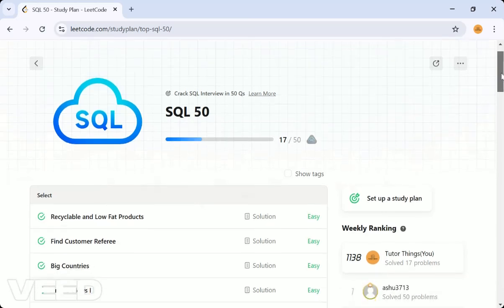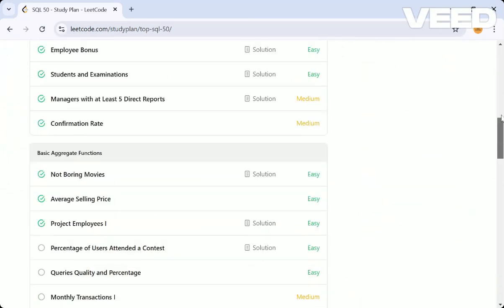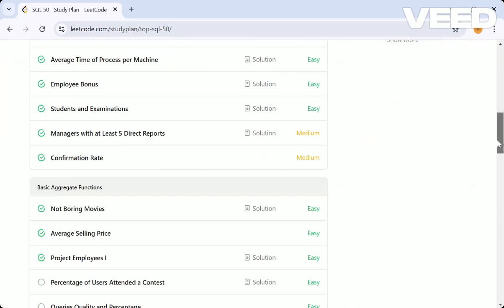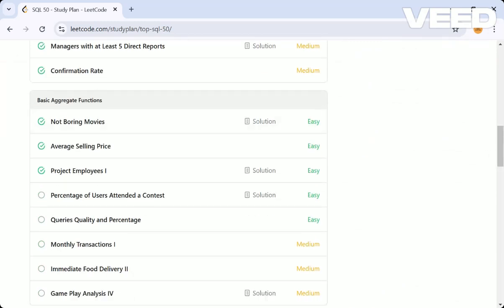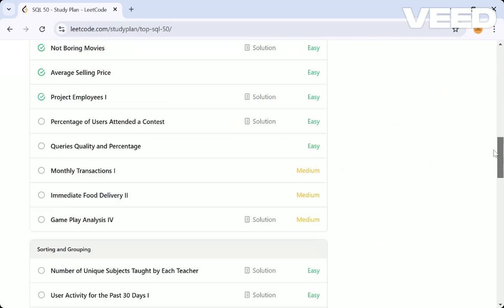As you know, we have started the LeetCode SQL 50 series, where we will be solving 50 SQL problems that will definitely help you crack any SQL interview. Already we have solved 17 questions. Now we are on the 18th question. These questions are related to aggregate functions, which are already cleared, and joins and select related questions.